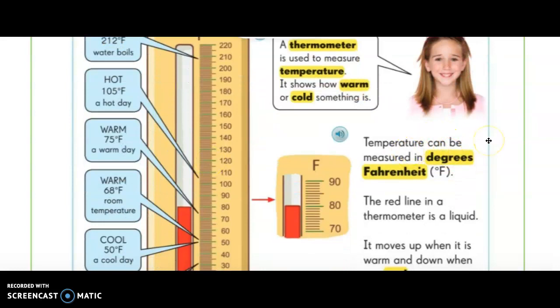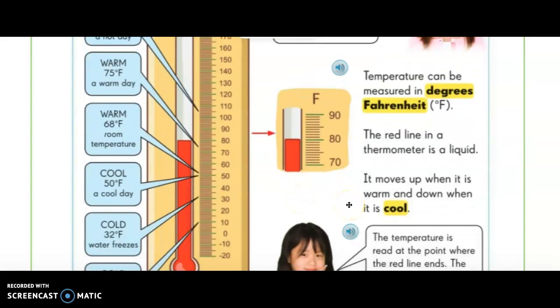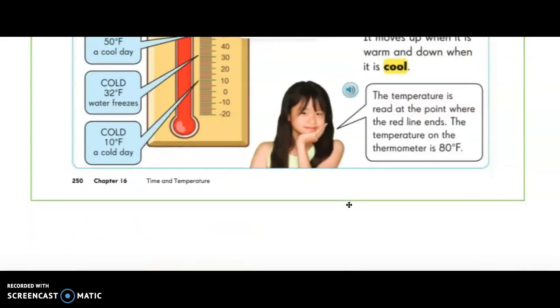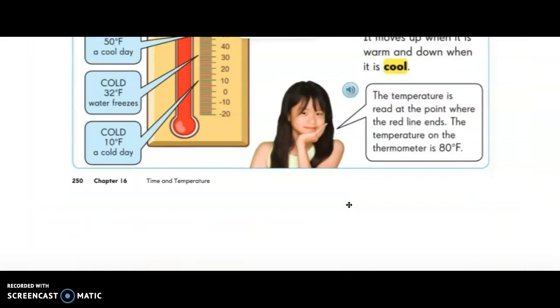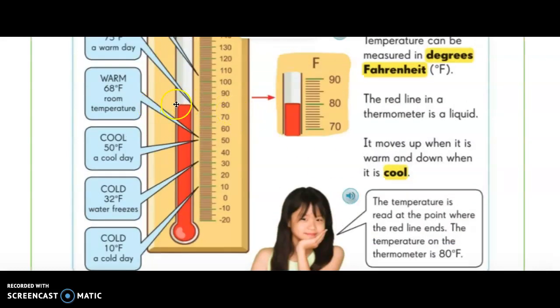So temperature can be measured in degrees Fahrenheit, so it's shown by that tiny little circle floating up at the top left corner and a capital F. The red line in a thermometer is a liquid, so it rises to show you the temperature. It moves up when it's warm and down when it's cool. So she's saying the temperature is read at the point where the red line ends, and the temperature on the thermometer is 80 degrees. So if we take a look at where this red line is and we go across, it is right on 80.